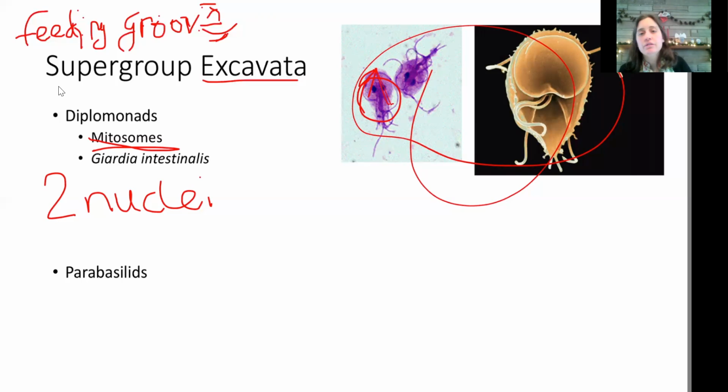No. Okay, so Giardia is found in untreated water. So this is like a camping kind of thing. If you're drinking water out of a stream, Giardia is something you would be at risk for. It causes intestinal issues. And so you should boil water, or you can add iodine to water if you're drinking water out of a freshwater source. Okay, so that's an excavata, that's a diplomonad. A specific example that you need to know is Giardia intestinalis.